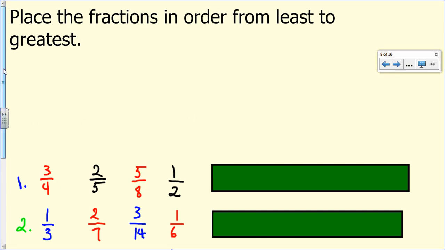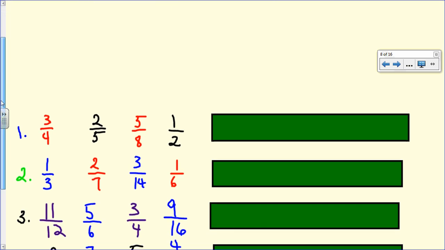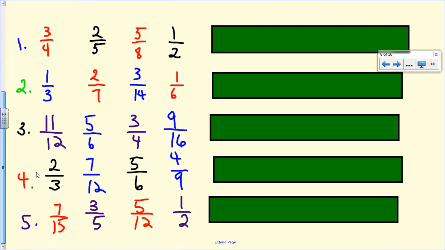Place the fractions in order from least to greatest. Write these 5 examples down, stop the tape, try them, and then press play again to see the answers.